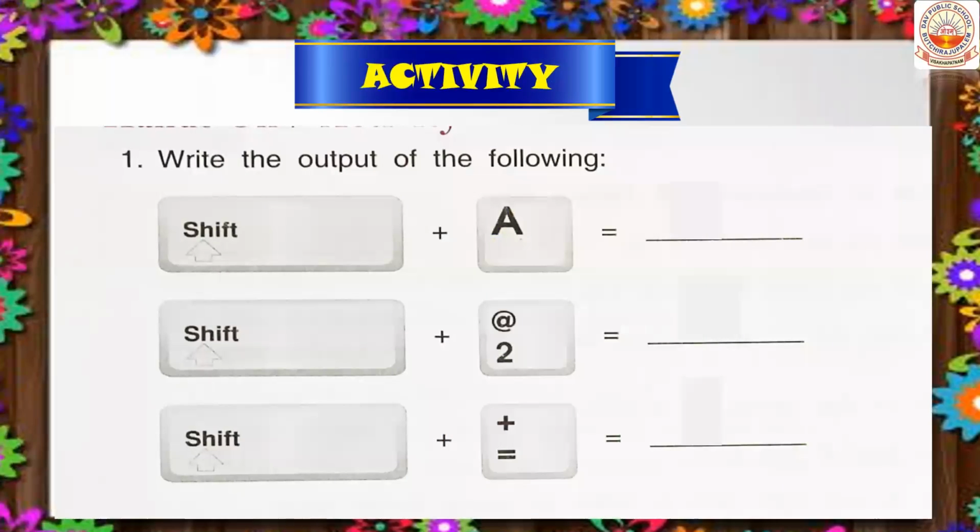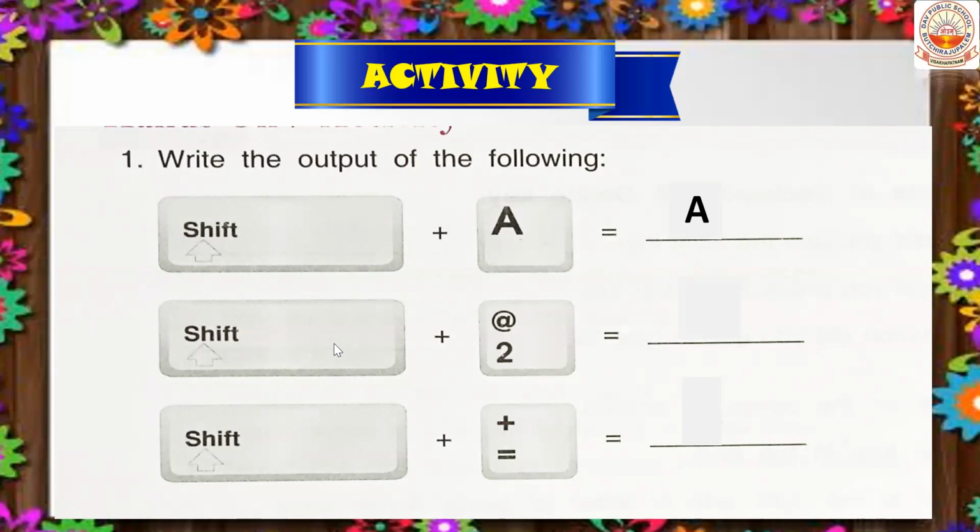Okay. So let us do a small activity based on this shift key, children. Write the output of the following. Just now I have explained. The first one, let us see. Shift key plus A. Okay, children. If you use shift and A, both at a time, then what will you get, children? Here the condition is the caps lock key is off. Then you will get capital A. As I already told you, the shift key is also used to type capital letters.